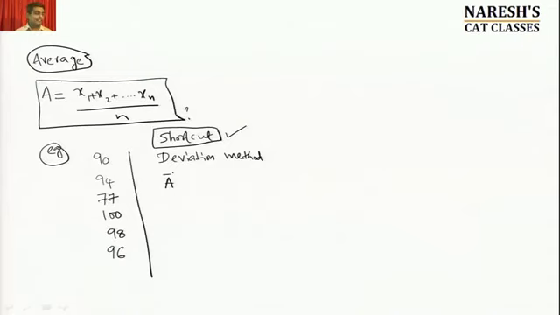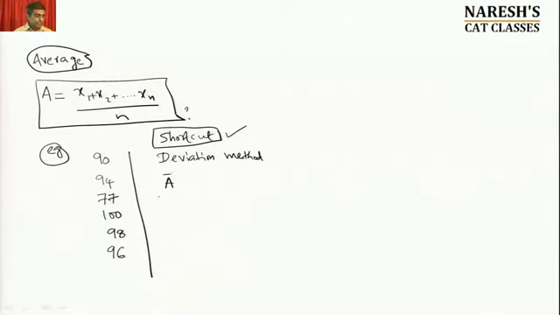Let me, for example, take the same question. In the question 90, 94, 77, 100, 98 and 96, because all of them are very close to 90, if I take, hey, because most of them are close to 90, why don't I take the initial base as 90? You can take the initial base as 20 or 30 again. But taking the base as close as possible to the middle number in the given numbers will help you decrease the deviations.